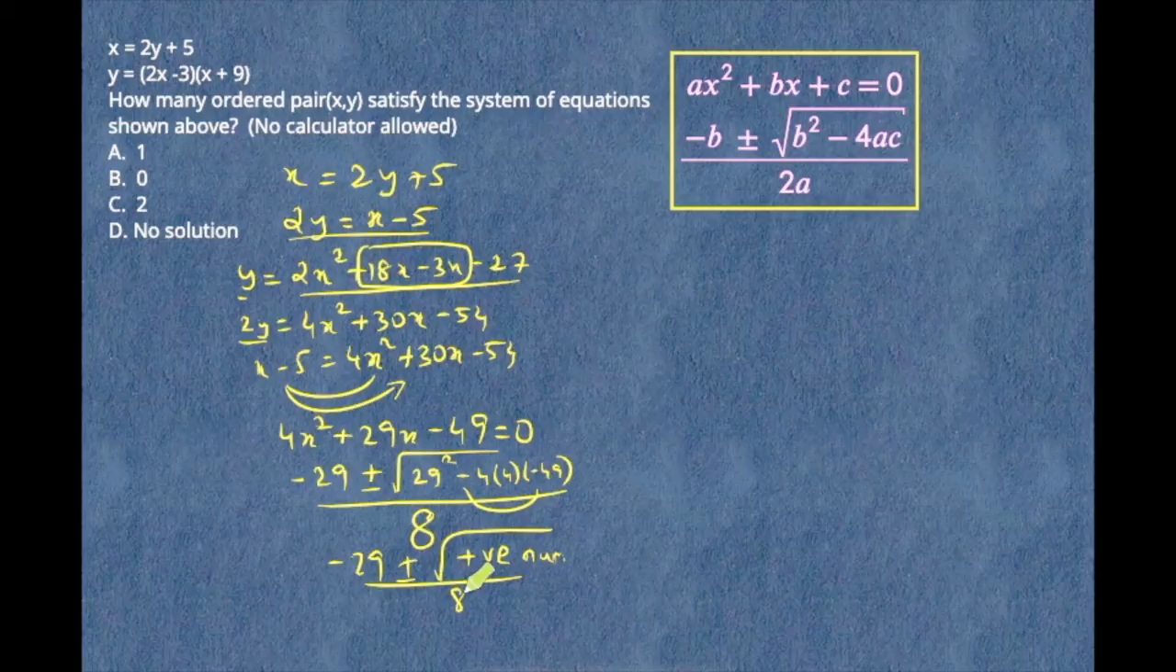So you don't need to find the final answer, but all you need to do is say that you get two values for x. So our answer would be C, 2. That's how you solve this problem.